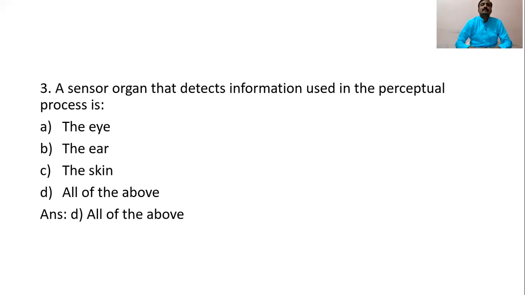A sensory organ that detects information used in the perceptual process is very much a sensory organ, which is going to sense the various products or services. It detects the information used in the perceptual process: the eyes, ears, skin. So all these first three, that is eye, ear, skin, are called sensory organs, which are very sensitive and detect the various information about the products or services. Hence, the answer is all of the above.